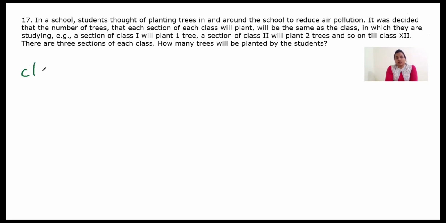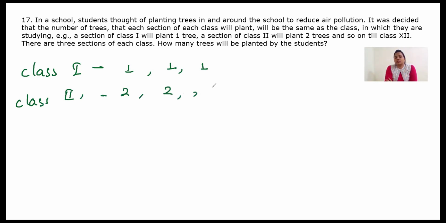So, let's start. Class 1 will plant how many trees? One section will plant 1 tree, the second will plant again 1 tree, and the third again will plant 1 tree. There are 3 sections and each section will plant 1 tree. Correct? Class 2, again, the first section will plant 2 trees, the second section will plant 2 trees, the third section will plant 2 trees. So class 1 will totally plant 3 trees and class 2 will plant 2 into 3, that is 6 trees. Similar way, class 3 will plant 3, 3 and 3, that is equal to 9.